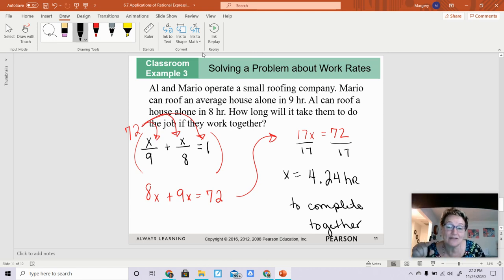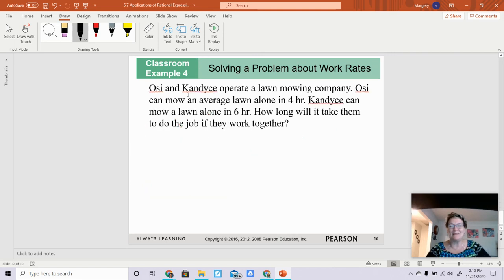Now you could be technical. You could figure out the exact amount of minutes if you wanted to. But we're good. All right. So I believe this is, do we have more of these? How long will it take the job? Let's do this one. This is our last one.